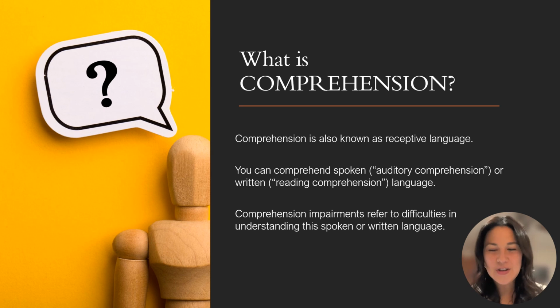So then what is comprehension? Comprehension is also known as receptive language, and it involves the ability to understand and comprehend spoken or written language. That is, language you hear or read. Comprehension impairments occur when people have difficulty understanding this written or spoken information. For example, there may be a difficulty in understanding a sequence of words, which therefore can make it difficult for someone to follow a set of instructions.